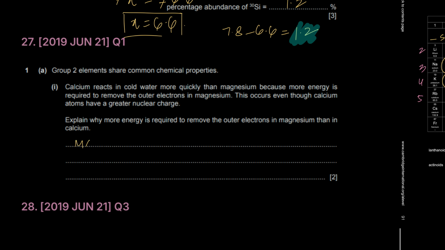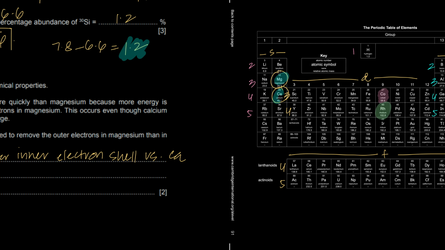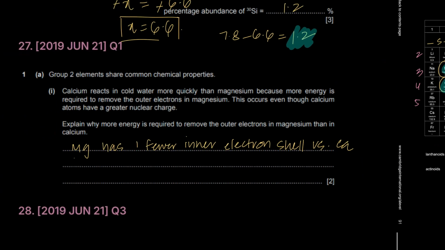Because magnesium has one fewer inner electron shell versus calcium. How many shells does magnesium have? Magnesium has 3 shells, it's in period 3, calcium has 4 shells. So I'll also tell the examiner, 3 shells and 4 shells respectively. Respectively means the ones that I've written first comes first. Okay, good stuff.